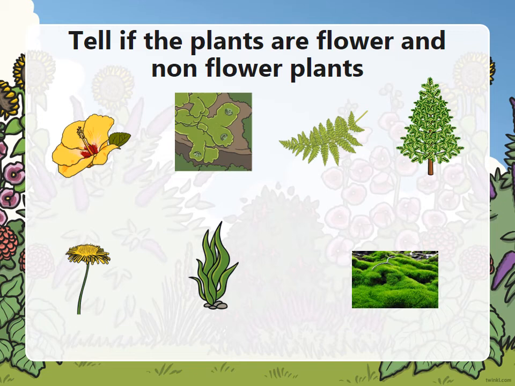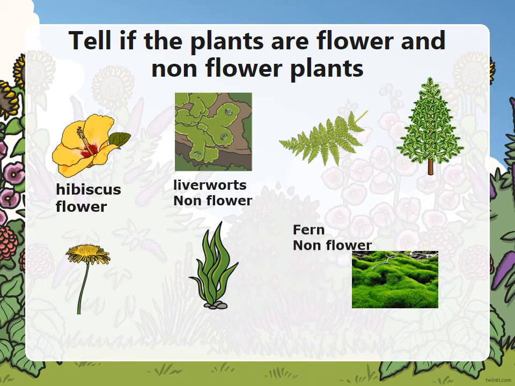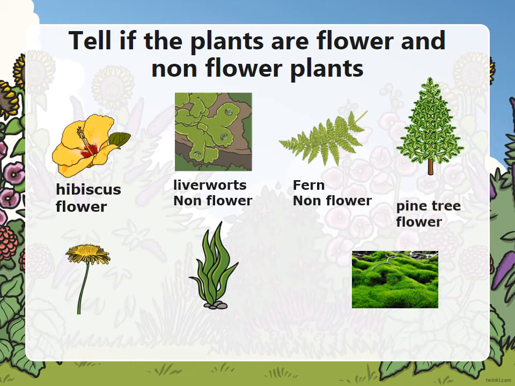Okay, now it's time. Let's look at the first one. That's right, that's a hibiscus, that's a flower plant. That's a liverwort, and that's a non-flower plant. That's a fern, which is a non-flower plant.